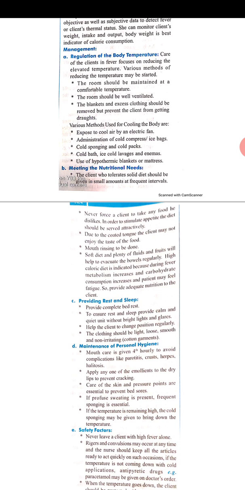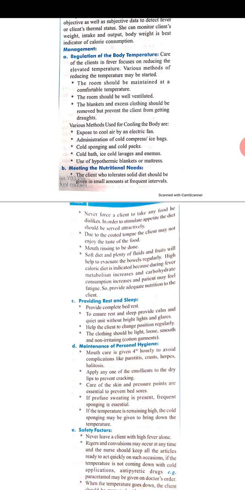Every 4 hourly mouth care is given to the patient to prevent bad breath and bad taste, and to prevent infection by bacteria. If mouth care is not given, bad breath and bacterial infection growth can occur, along with bad taste. So mouth care is given every 4 hourly.